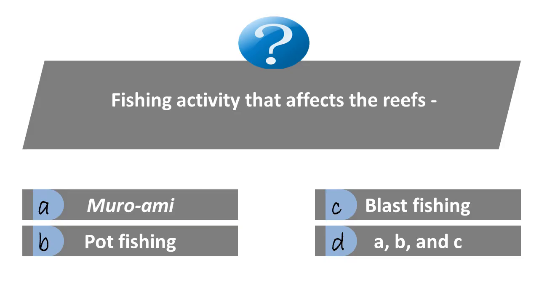Next question. Fishing activity that affects the reefs. A. Muroami. B. Pot fishing. C. Blast fishing. D. All of the above.